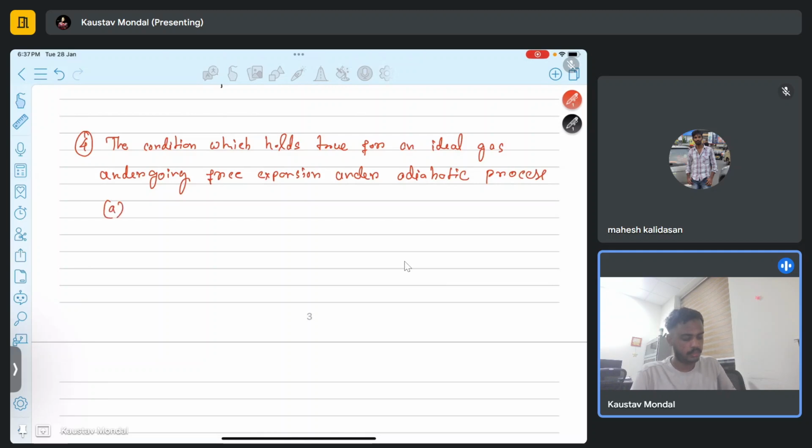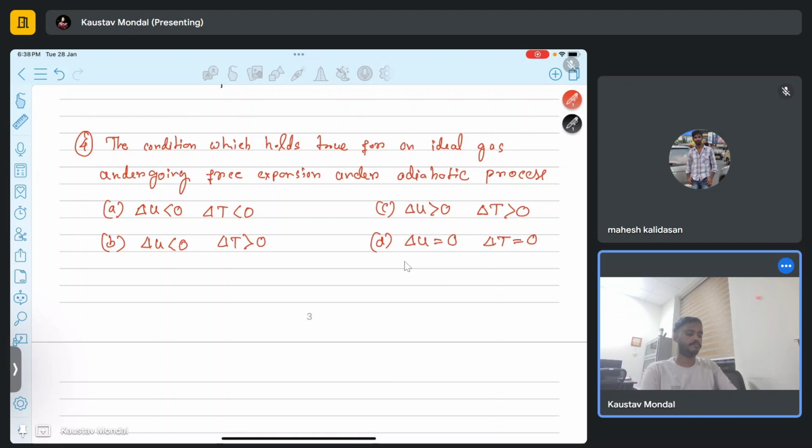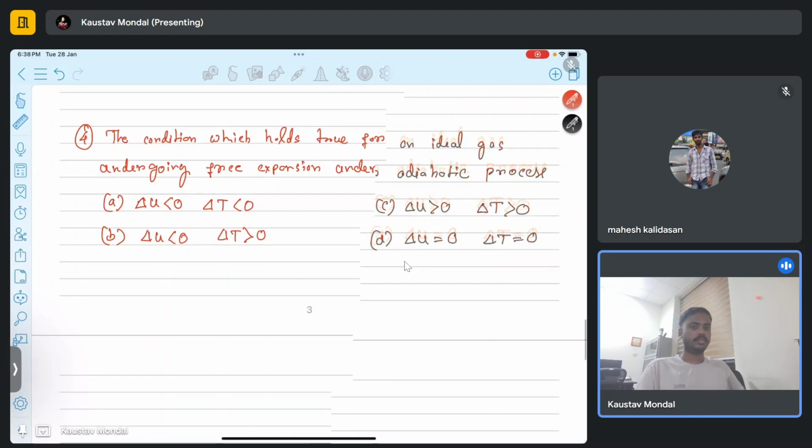This is an MCQ problem, so there are multiple options. From that, you have to choose the correct one. Option A is delta U less than 0, delta T less than 0. Option B is delta U less than 0, delta T greater than 0. Option C is delta U greater than 0, delta T greater than 0. Option D is delta U equal to 0 and delta T equal to 0. So this is basically the problem.